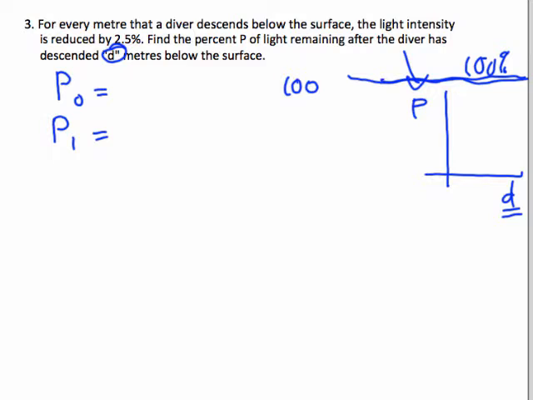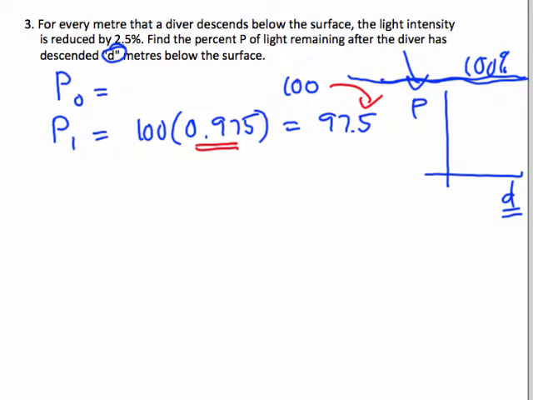In other words, the amount of light left is 97.5% of what it was before. So after we go down 1 meter, we have 97.5% of the light left, 97.5 units, I'm going to call it. Okay, so what I did not do going from here to here is subtract 2.5%. I thought of this as meaning I have 97.5% of what I started with, and that calculates to this.